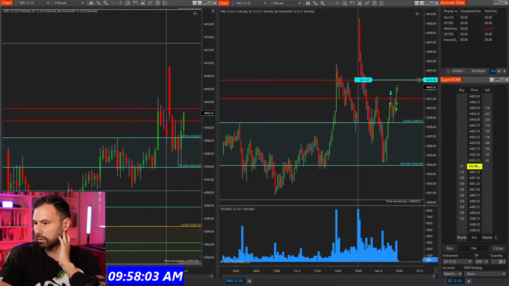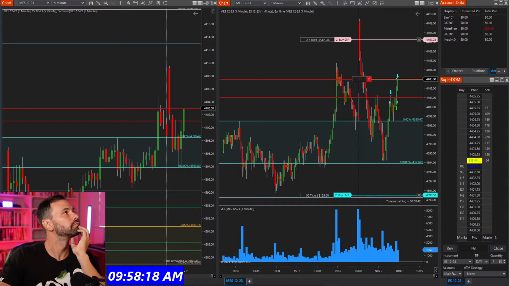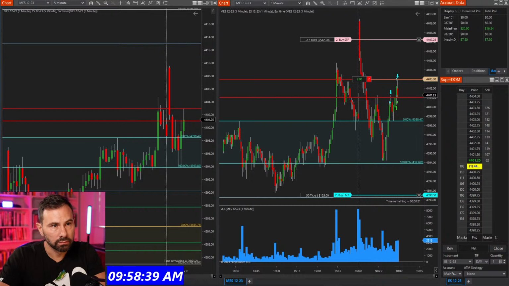Tick chart does not look very bullish. I know it's spending a lot of time above, but there's no momentum to the upside. I'm in it. There we go. So I need to see tick chart going below zero if this trade is going to work.